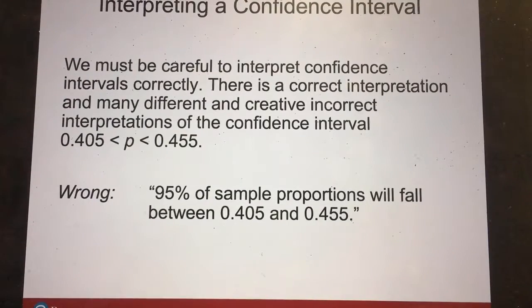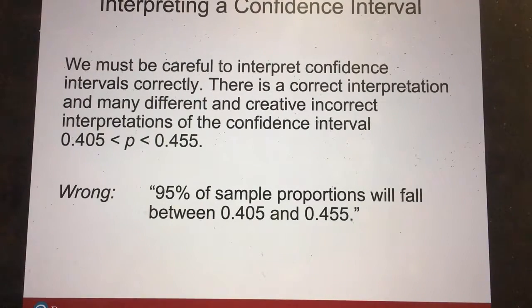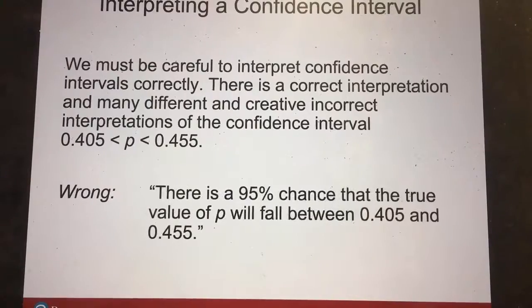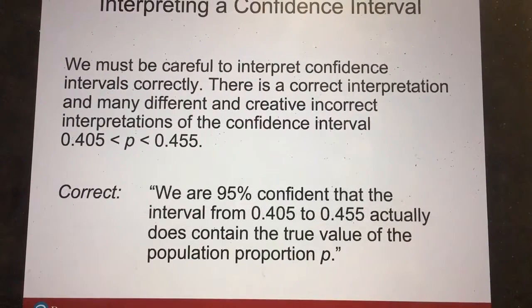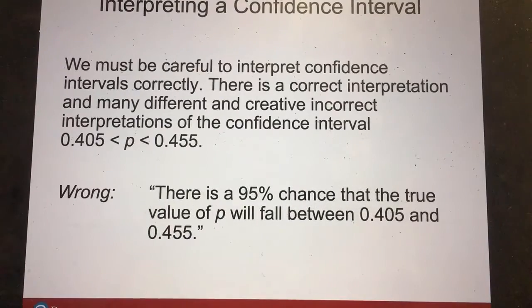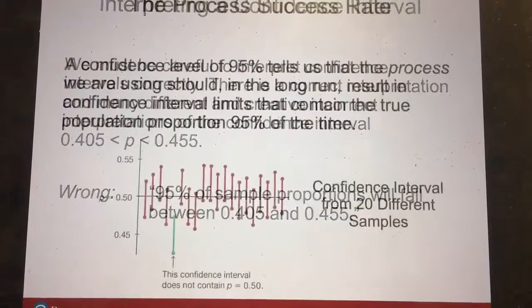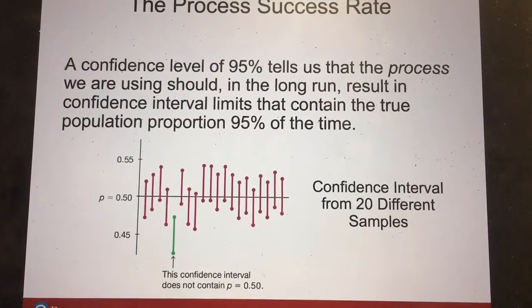So we're talking about a level of confidence, and remember what is correct. Here's the correct one. We are 95% confident that the interval from 0.405 to 0.455 actually does contain the true value of the population proportion P. So let's stay away from the wrong ones and use the right one. So here is the process success rate.